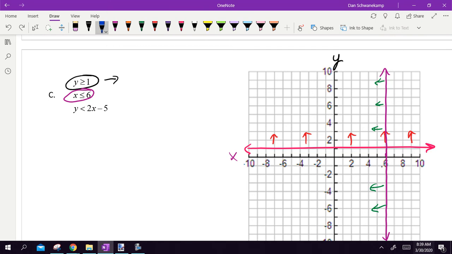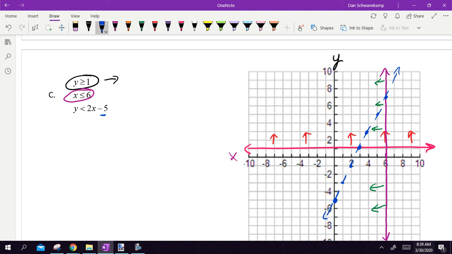Last one says y is less than 2x minus 5. So I'm going to graph that. The negative 5 is my y-intercept. The 2 is my slope, so I'm up 2 over 1, up 2 over 1, up 2 over 1, up 2. Boom, boom, boom. It is not a solid line because it's not underlined underneath. It's a less than sign. So I'm going to make that dashed.